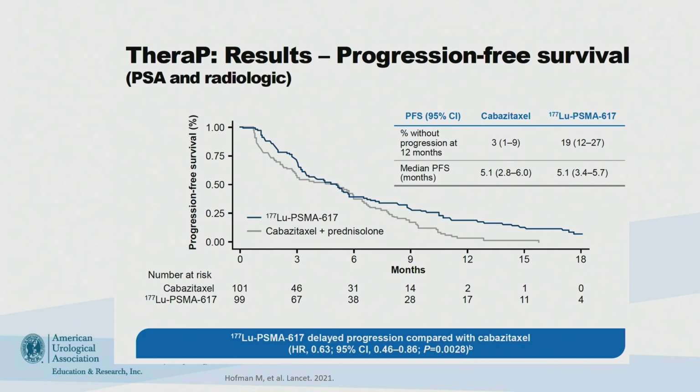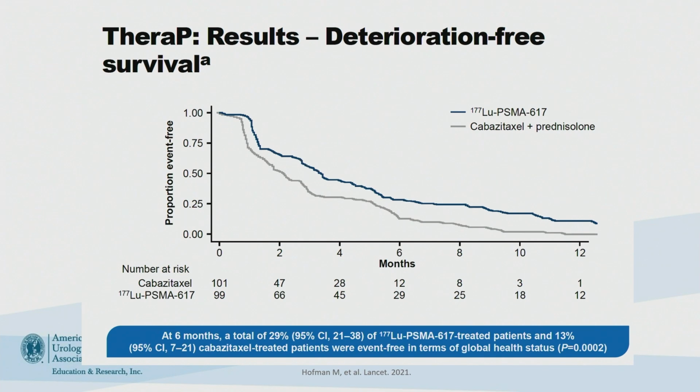Here we can see the radiographic progression-free survival that does come out to be superior for Pluvicto as compared to cabazitaxel here. Hazard ratio 0.63, so it's able to prolong the time to progression as compared to chemotherapy. They also did this deterioration-free survival analysis, which is a composite of cancer control and patient quality of life. The way that you kind of fall off on this particular curve is that either you have a progression event or you have a decline in your quality of life. And so lutetium PSMA 617 Pluvicto was able to maintain disease control and quality of life for longer than cabazitaxel.